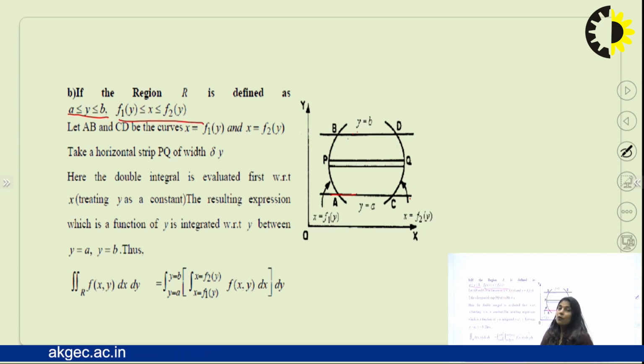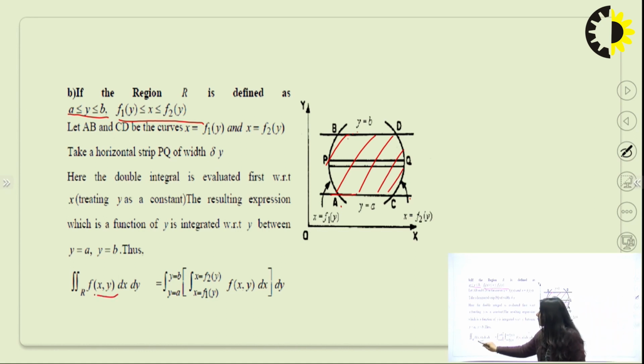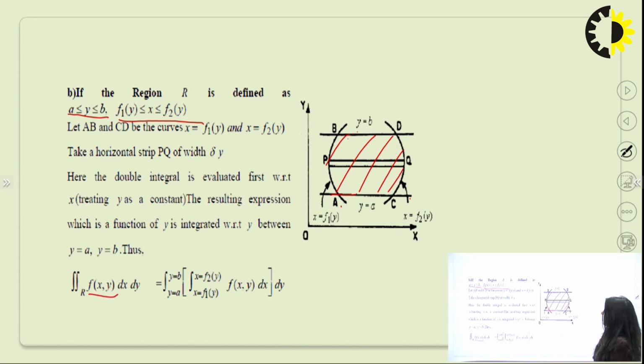Now the limit of x is f1 y to f2 y. So here the limit of x is in variable form. We consider this curve is f1 y and this curve is f2 y. So this is the bounded region. So we have to integrate f x y over the region R. So firstly we will consider a vertical strip, and we will move this strip like that.